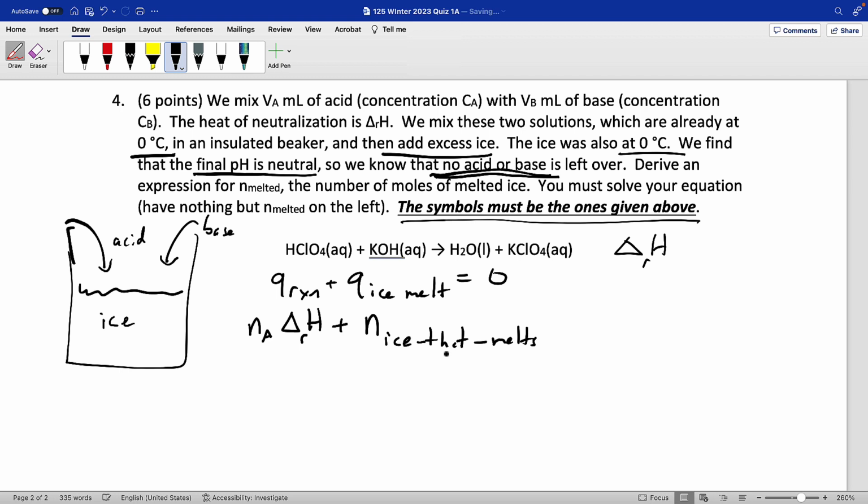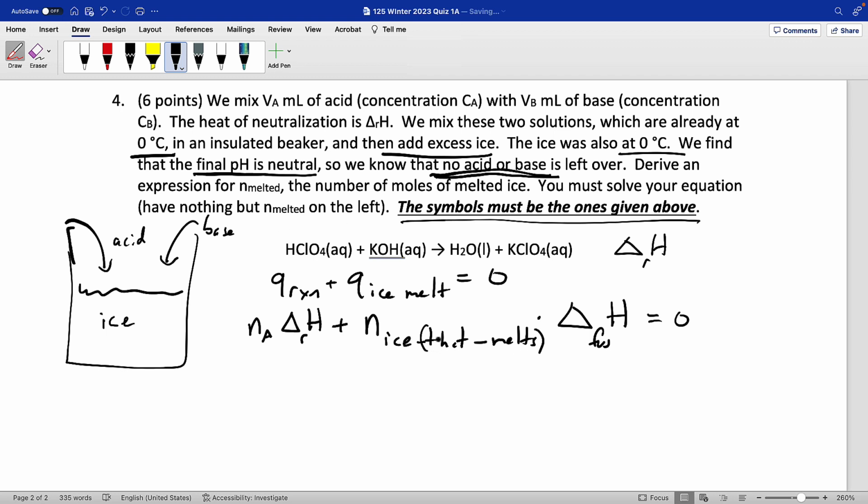We can shorten this later, but just call it N-ice, but we put that in parentheses. So if we multiply that times the heat of fusion, that is going to give us the Q for the ice melting. Okay, and so those are only sources of heat, so they go to 0. We're not done yet though, because N melted, or N ice melted, is what we're solving for.